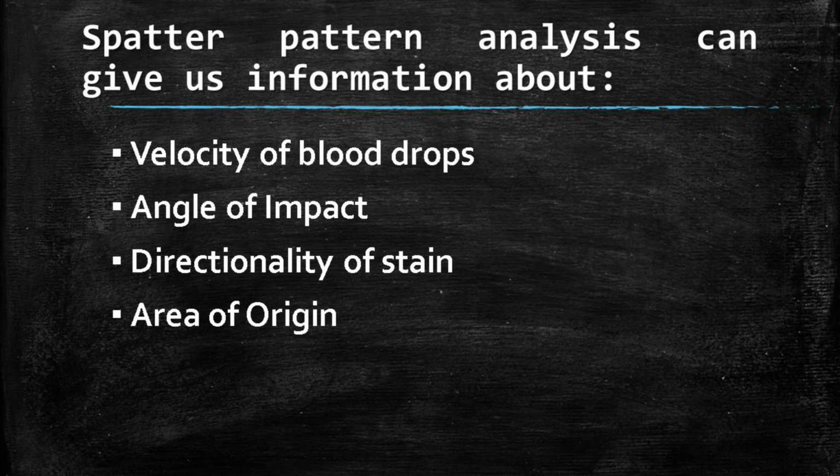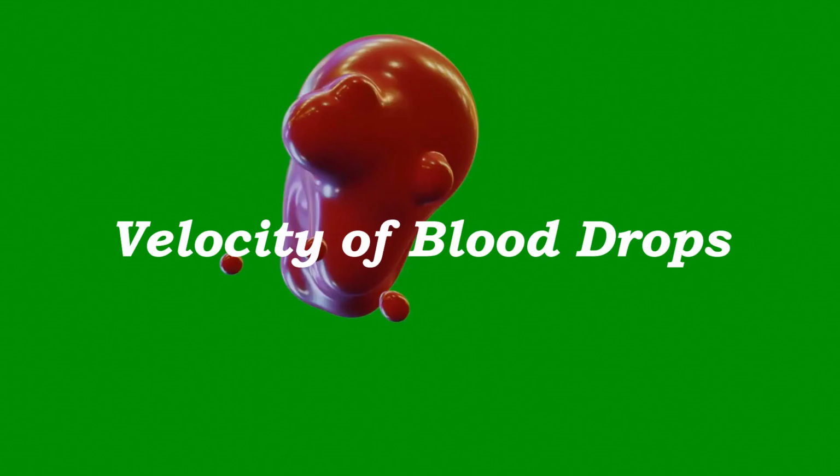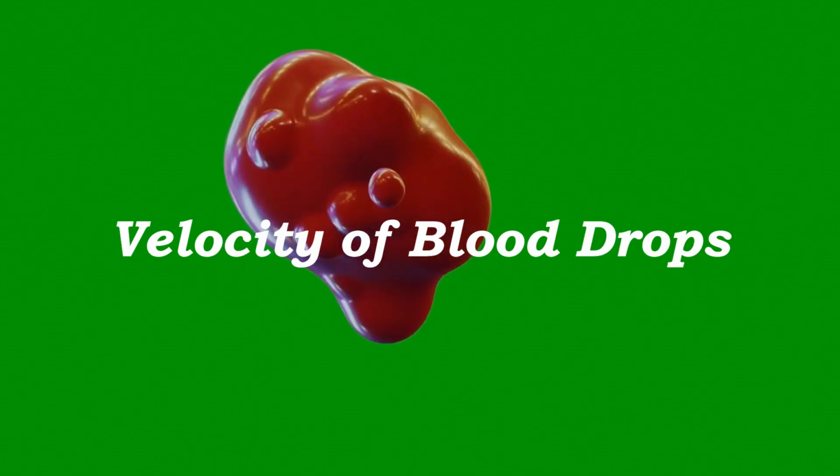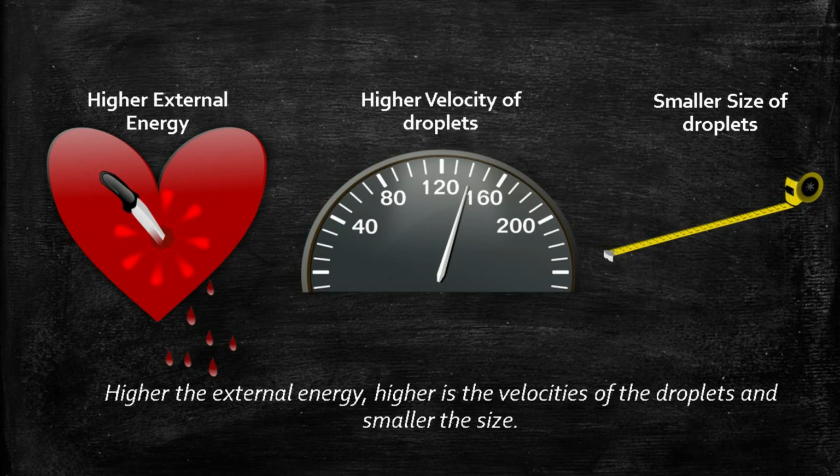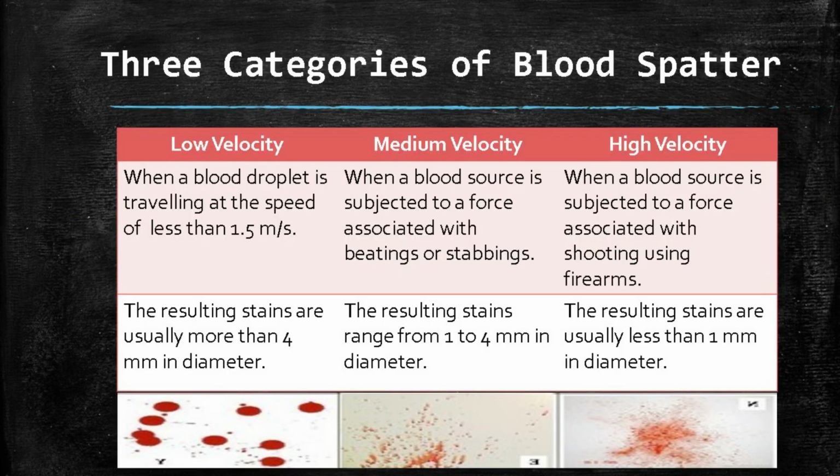Spatter pattern analysis can give us information about velocity of blood drops, angle of impact, directionality of stain, and area of origin. Velocity of blood drops: the higher the external energy, the higher the velocities of droplets and the smaller the size. Based on different travelling speeds, blood spatter can be divided into three categories.